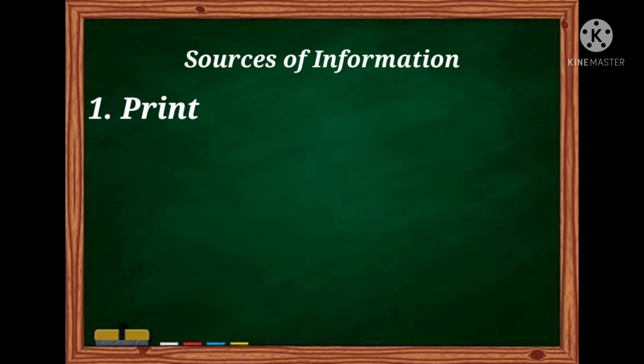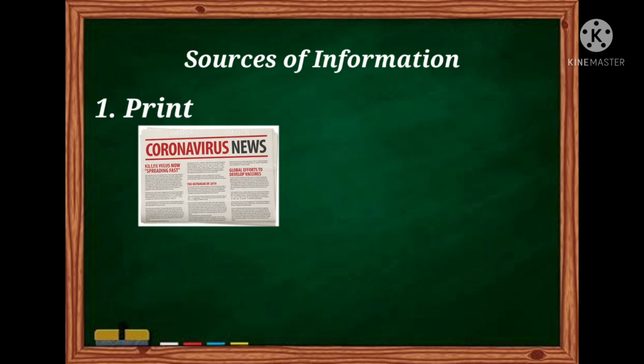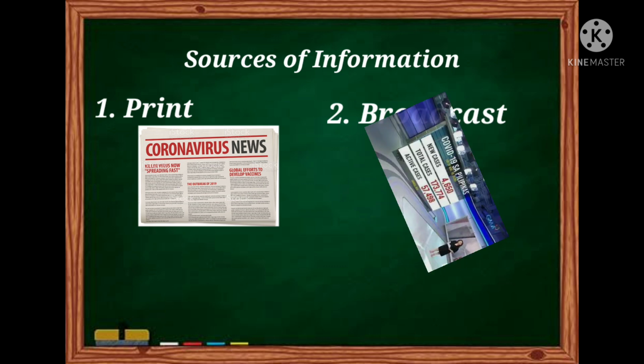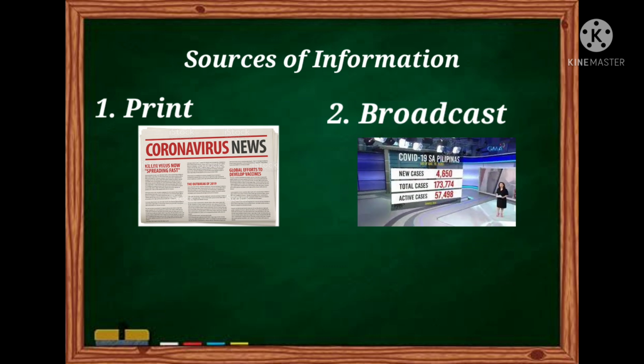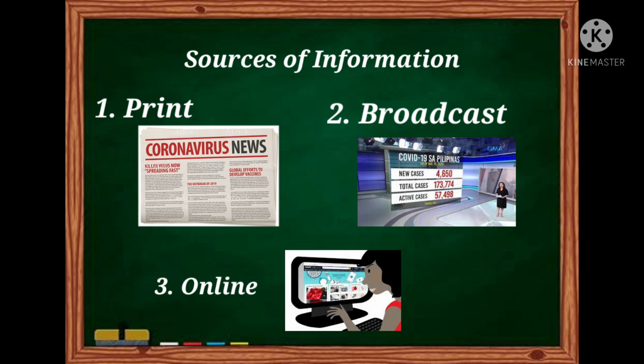To wrap up our lesson, let's have a recap. Sources of information can be acquired using any of these materials. Number 1, print material. 2, broadcast material. And 3, online material. You need to remember that we must be careful and vigilant with the credibility and authenticity of the internet documents, since some of the sources may contain unverified information.